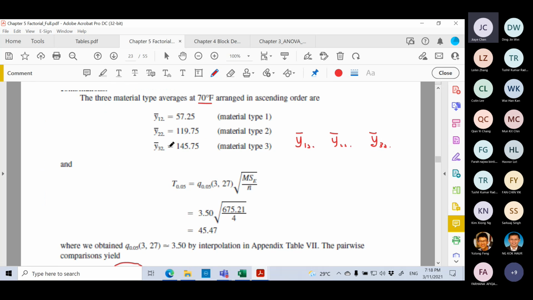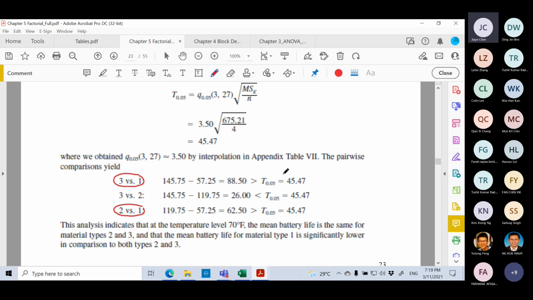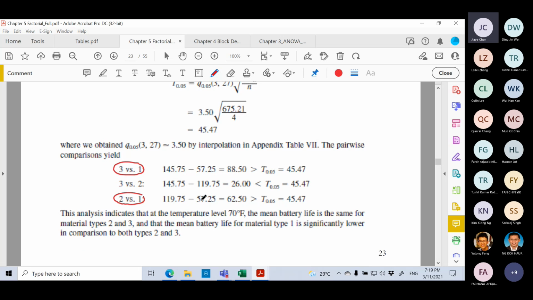Okay. So this one you can recall from chapter number 3 here. And then the result is here. The analysis indicates that at temperature 70, the battery life is the same for material types 2 and 3. And the battery life for material 1 is significantly lower in comparison to both 2 and 3. Okay. So this is what we can compare here. So of course, based on these results, if you cannot find material 3 to be used, then you can replace it with material number 2.